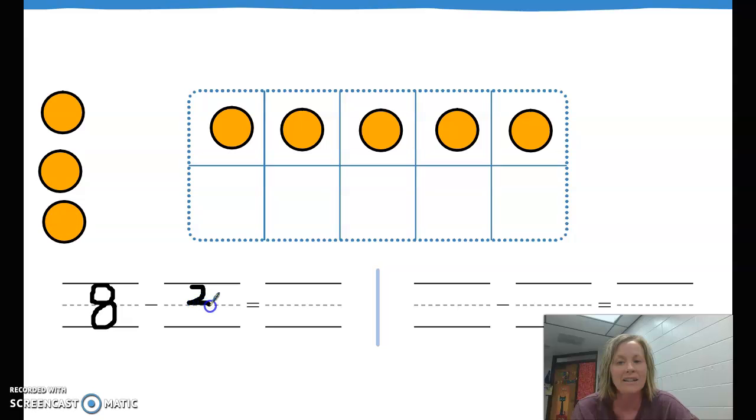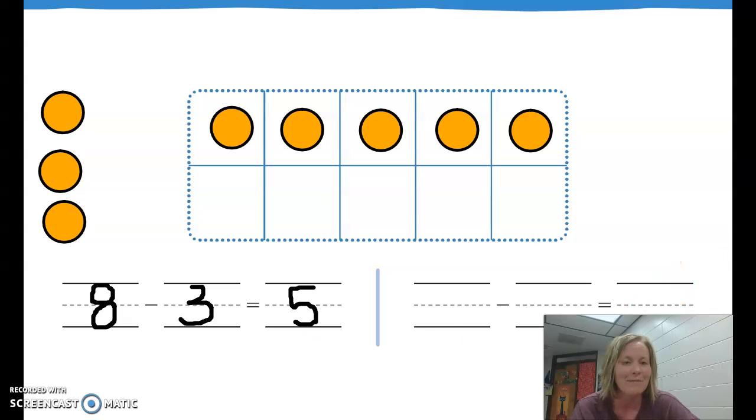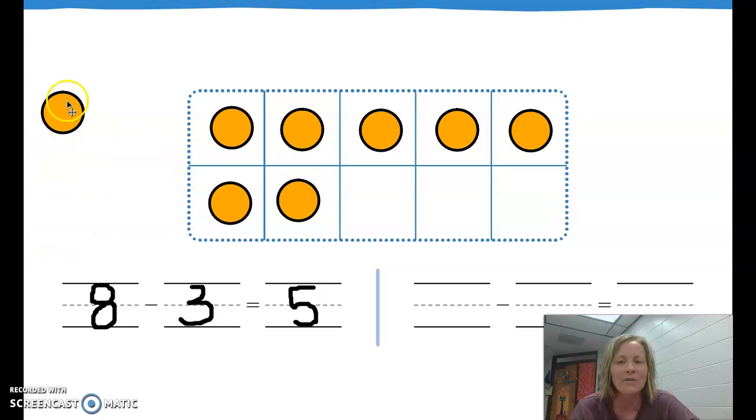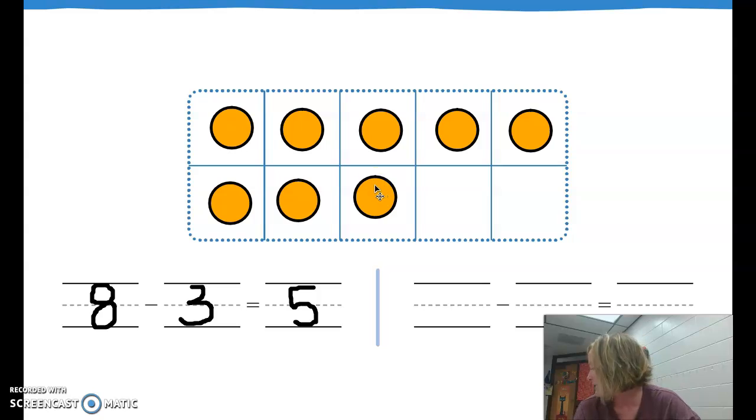3. And how many are left? 5. Ooh, can you write that number sentence just like me, boys and girls? Awesome job. All right, when you have your number sentence written, I want you to get those counters put back on your page.